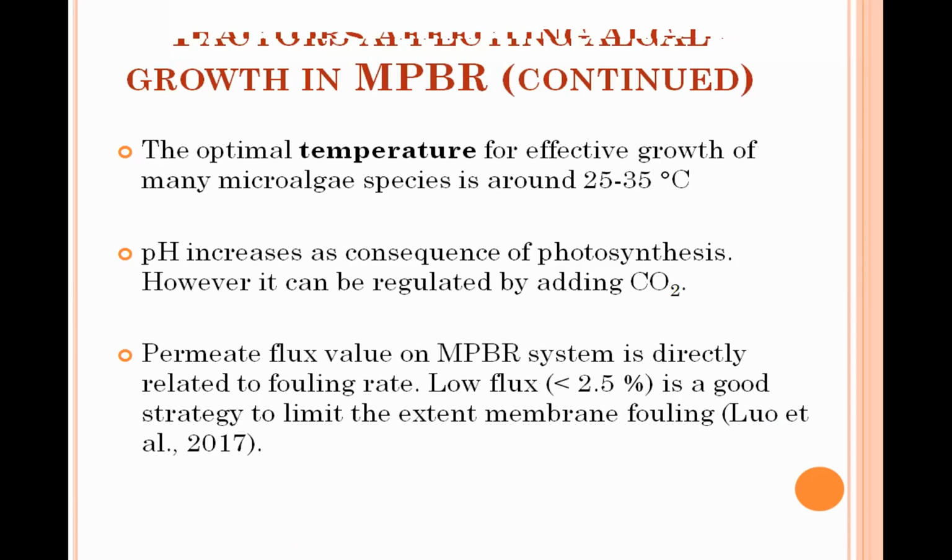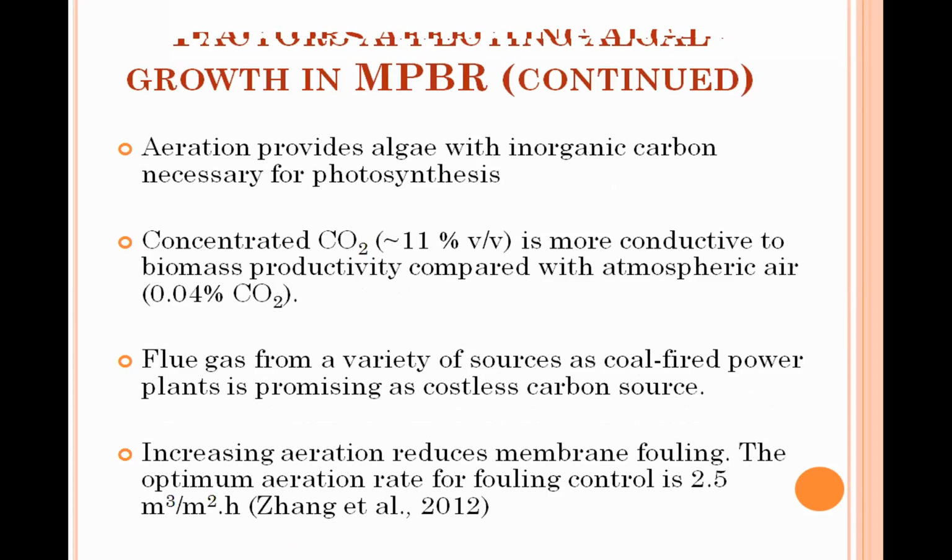Permeate flux value on the membrane photobioreactor is directly related to fouling rate. A low flux, lower than 2.5%, is a good strategy to limit the extent of membrane fouling. Aeration is very important to provide the photosynthesis, and also to minimize the fouling that for sure will happen.